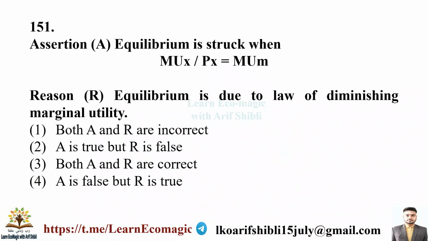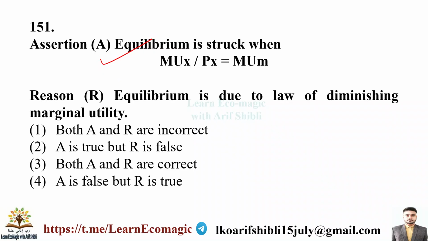Assertion: Equilibrium is struck when MUx/Px is equal to MUm. Reason: Equilibrium is due to law of diminishing marginal utility. So we have to check which one is correct, or both are incorrect, or both are correct, or one of them is correct and one is incorrect. Equilibrium is struck when MUx/Px is equal to MUm. So this is the right statement actually.